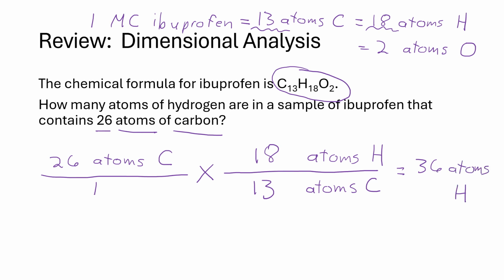Now, I probably didn't really need my calculator to do this. Let's just point out a couple of things. Atoms of carbon are going to cancel with atoms of carbon. And then the other thing, notice I've got a 13 in the bottom and also a 26. Both of those can be divided by 13, so that becomes a 1. And 26 divided by 13 becomes a 2. So then I've got 2 times 18 is equal to 36. All right, let's try the next one.